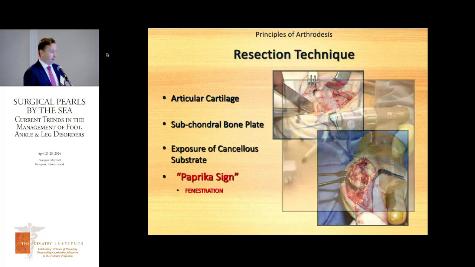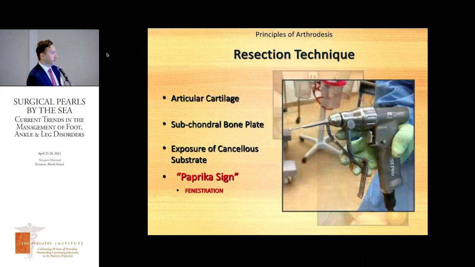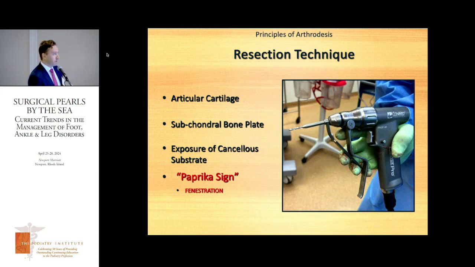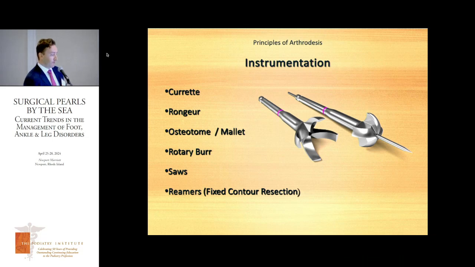With resection technique, we're trying to remove the articular cartilage and the subchondral bone plate, and expose cancellous bone substrate. You're looking for that classic paprika sign, bleeding through that spongy coral type bone, and fenestrating to draw those bone cells out and allow them to be exposed in your arthrodesis site. One thing I like to do in surgery is use a fluted drill bit for this. Some people use smooth K-wires. I feel like using the fluted drill bit actually helps pull some of that deeper cancellous bone to the surface and allows for more good bone material to be fused. Instrumentation that we can use, obviously, curettes, rongeurs, osteotome and mallet, which is my personal favorite with a lot of things, rotary burr, saws, and now reamers, especially for fixed contour resection.